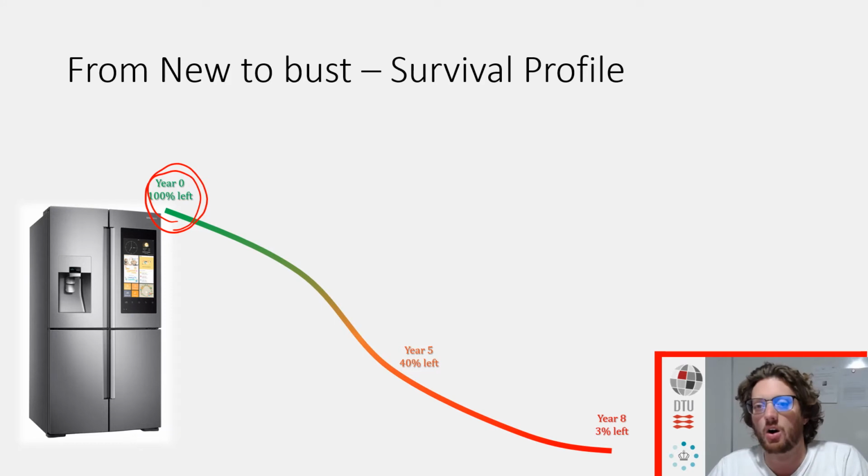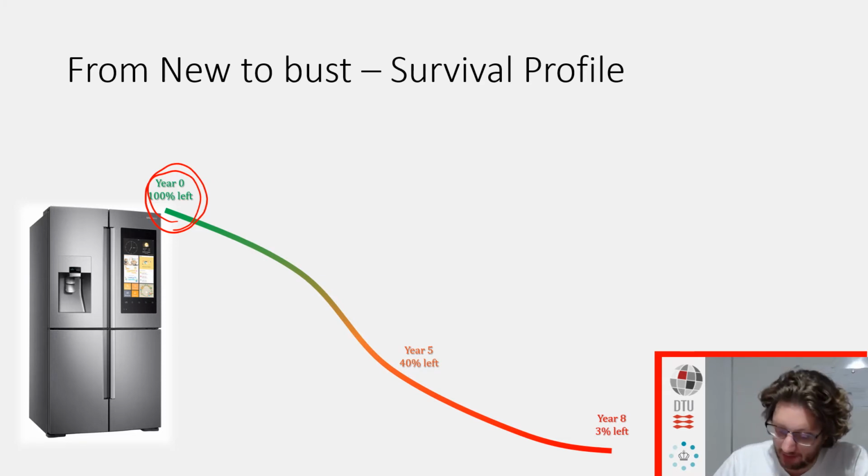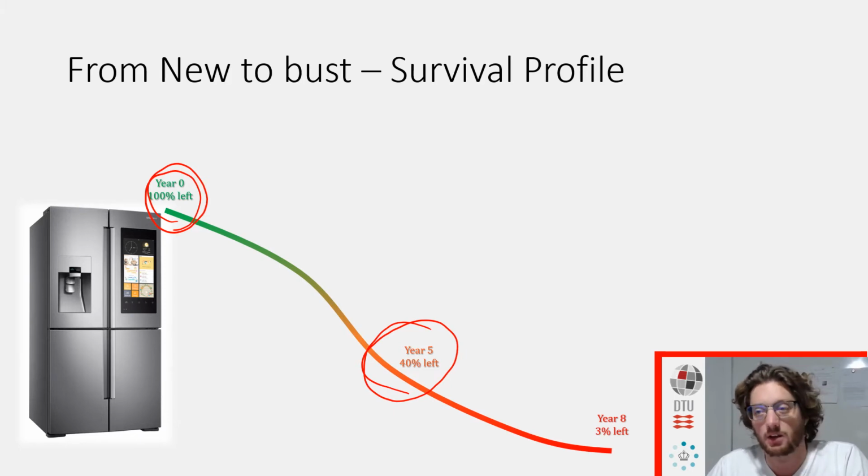So if 100 new refrigerators were sold in 2020, for the rest of the year we assume that there are still 100 left. Well, by 2025, next year, a few of them might have gone bust. Then in about 5 years, maybe quite a lot of them are no longer there. And maybe in 8 years, these are bad refrigerators, there will be just 3% of them left. This is a fictitious example, of course, but this is generally what is referred to.